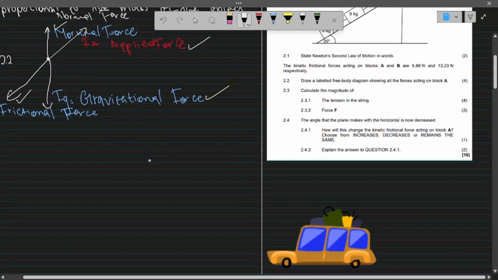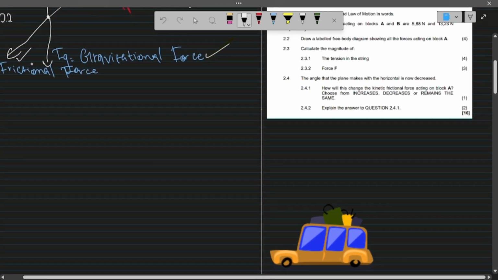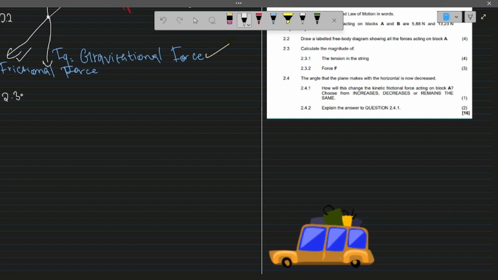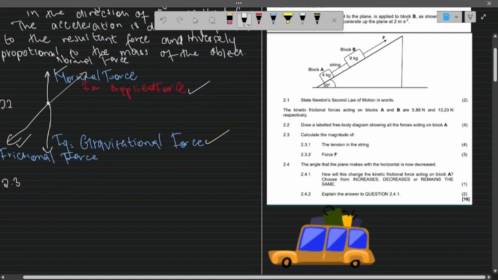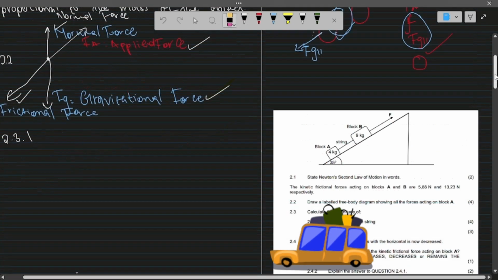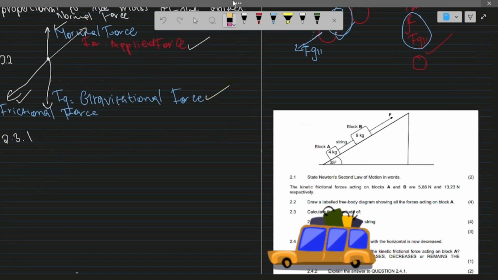So yeah, let's do 2.3, guys. Right. So question 2.3 says 2.3.1. So guys, the first important thing that you do in this type of question is to first choose the direction of motion, right? So in this case, we're going to choose the upward motion as the positive direction of motion. So you're telling your marker that the upward motion is going to be the positive motion. So anything that is going down is going to be negative, guys. Okay. So yeah, that's the first thing you do.